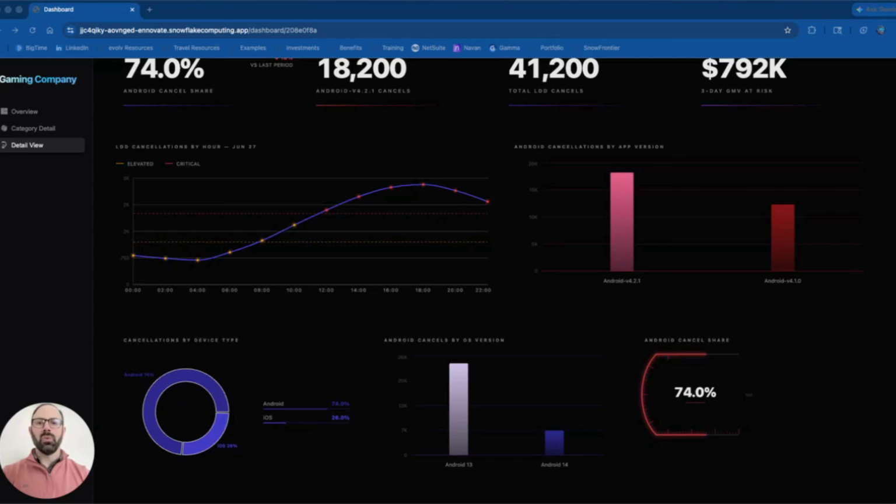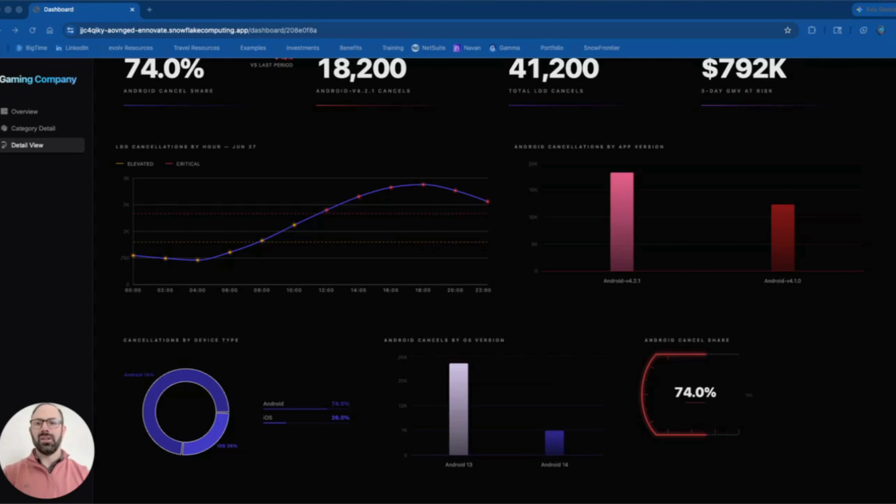So at this point, we've connected the dots. Gameplay events, device signals, and release data all pointing to the same issue. A specific Android release is causing matchmaking failures, which is driving cancellations and directly impacting GMV. So what happens next? Operations flags the issue immediately. Engineering rolls back or patches the release, and instead of discovering this days later, it's contained in hours.